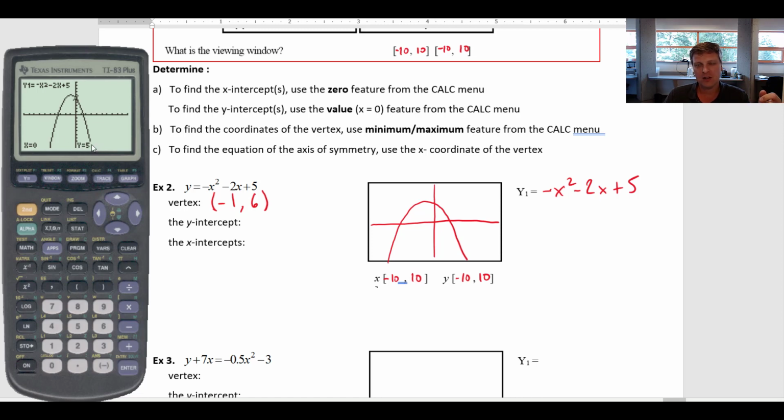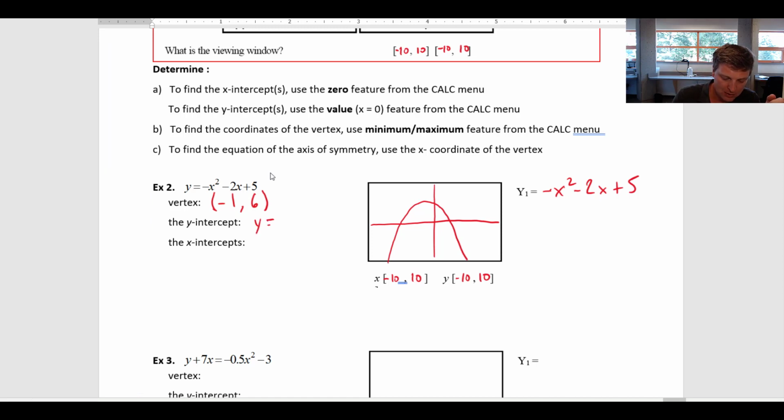In fairness, now that I've done this, I realize that I didn't really need a calculator for that anyways, because I could have just looked here and seen this 5, but I've done it and it happened, so there you go. So that happens at y equals 5.